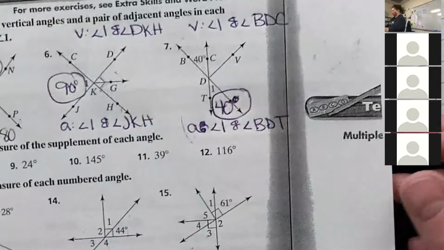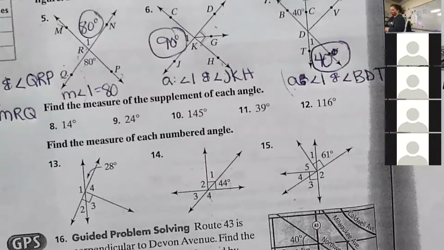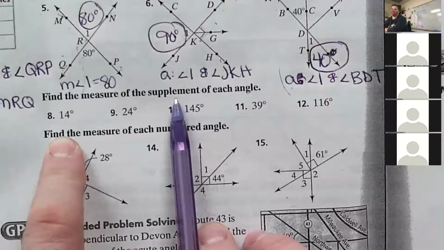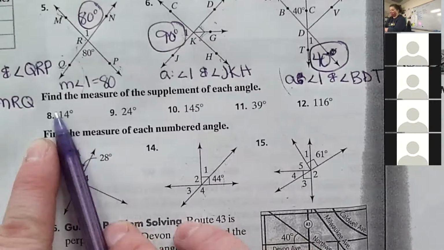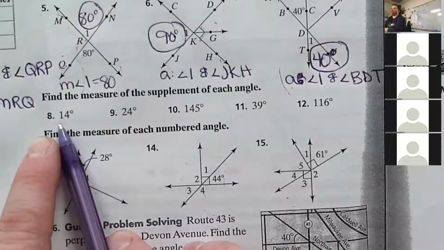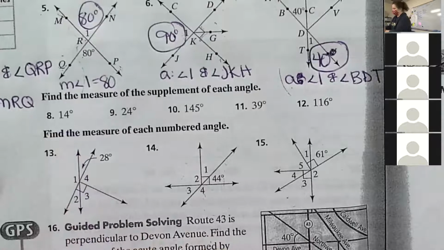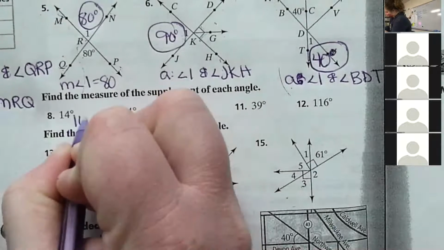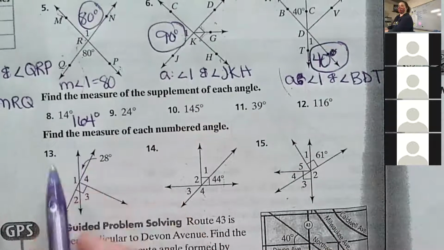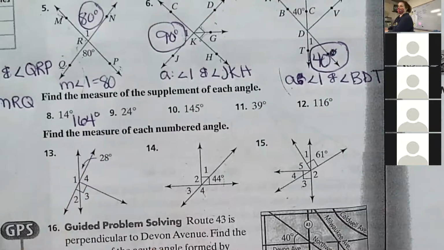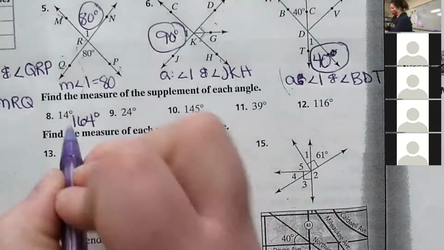Oh man, now they got really easy on you. It says find the measure of the supplement. What does supplement mean? Adds to what? 180. So what number plus 14 gives you 180? 164. How did you get 164? What'd you do? 180 minus 14. Now, if you just answer 164 without that degree symbol, is that correct? No. No, you need the degree symbol.